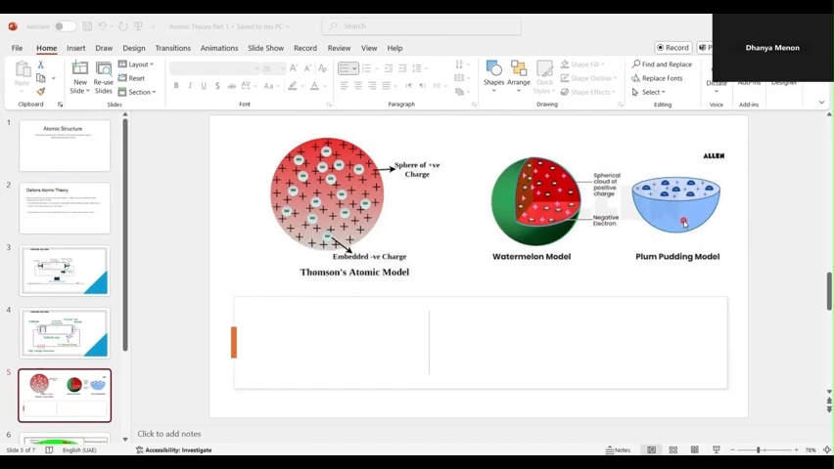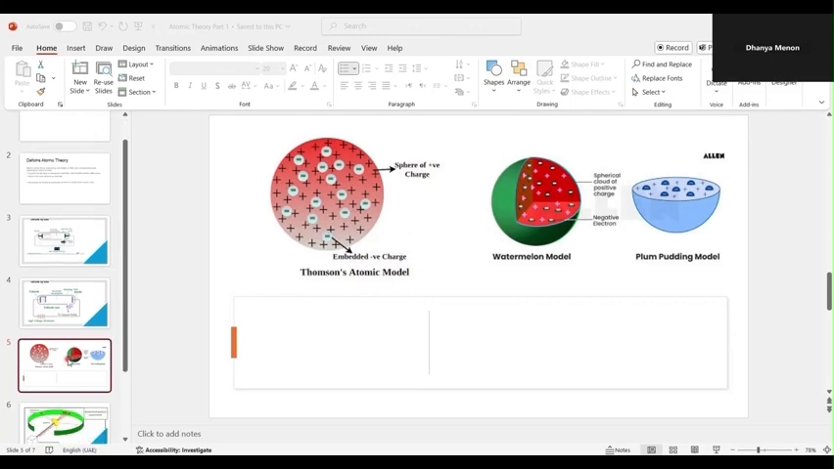Okay, so this was the first model that was suggested by J.J. Thomson. And he also suggested that the atom is electrically neutral. He got the Nobel Prize for his discovery, but later this model could not explain the stability of the atom. So that is why different other models were suggested by various other scientists.